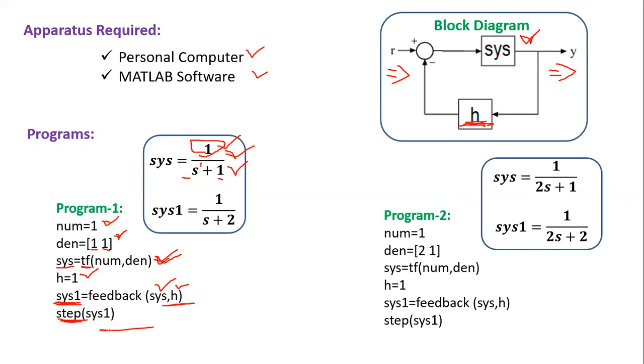This is the program for the first case. Now we come to the second case. The open loop transfer function is 1 by 2s plus 1. If we convert it into the closed loop, we get 1 by 2s plus 2 as the closed loop transfer function. But in the programming part, we represent the open loop first, then add the feedback element, and then we get the closed loop system. We can also write the program directly for the closed loop system and get the same result. But here we are writing it in sequence, as we performed the experiment and the calculation: first the open loop, then adding the feedback, and then getting the closed loop system.